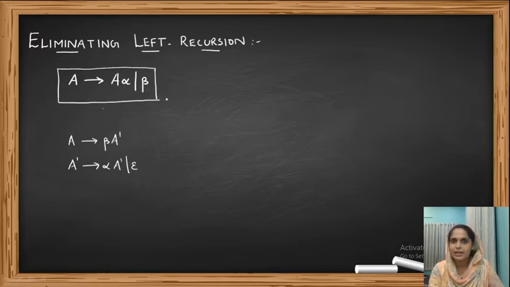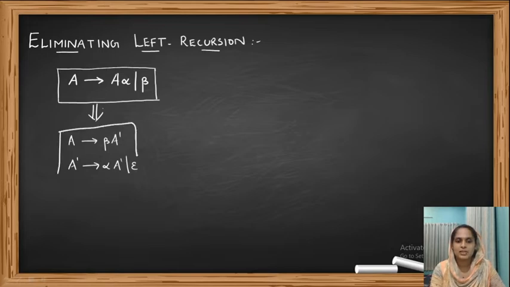So how to eliminate left recursion from the grammar? In order to eliminate left recursion, we have to convert the production into the form A produces beta A dash and A dash produces alpha A dash bar epsilon, right? We have already seen that in our previous video. So let's move on to the questions.